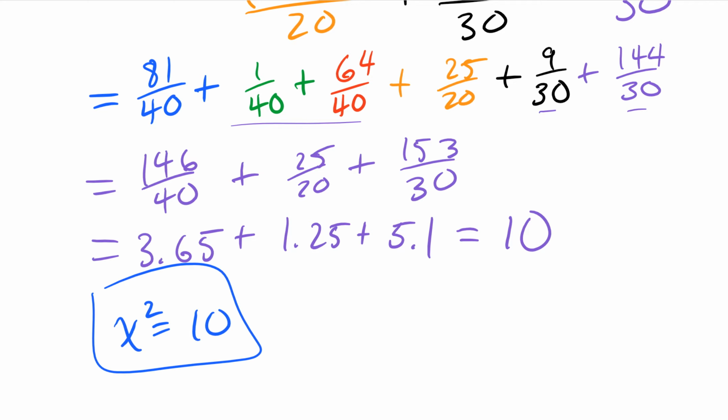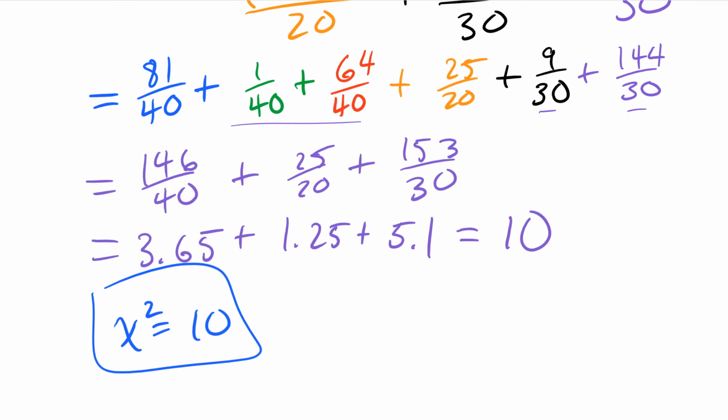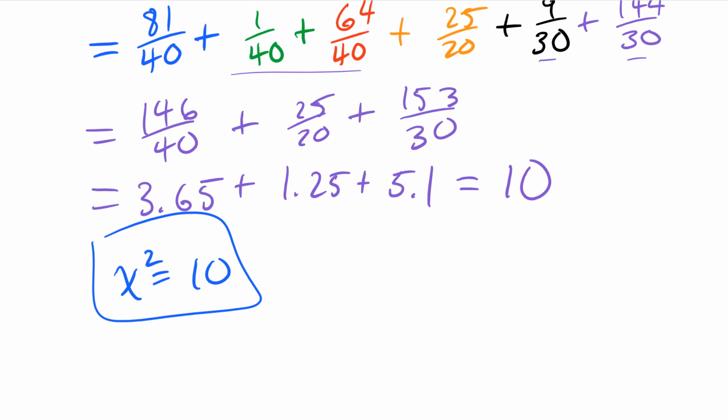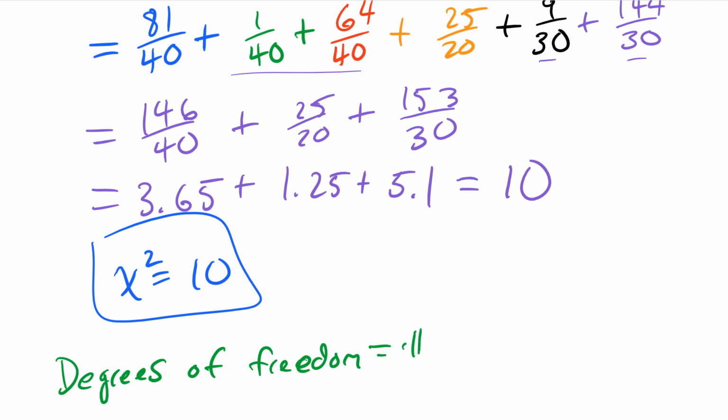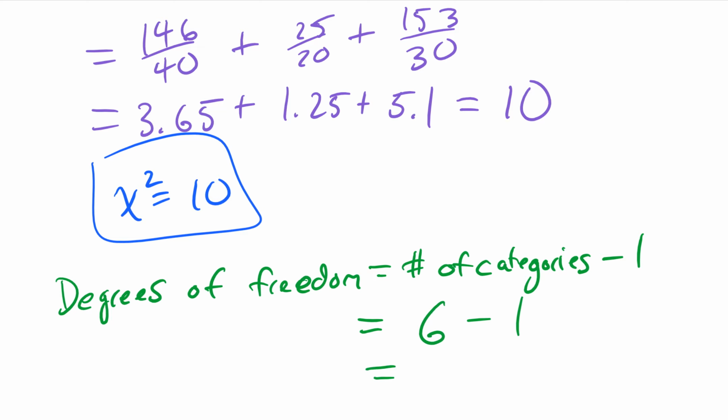Now we have to go to the chi-squared table. Well, actually, before we do that, we need to figure out the degrees of freedom. So the degrees of freedom are the number of categories minus 1. There were 6 different colored tickets, so the number of categories is 6. So the degrees of freedom are 5. You need to know that to read the table.